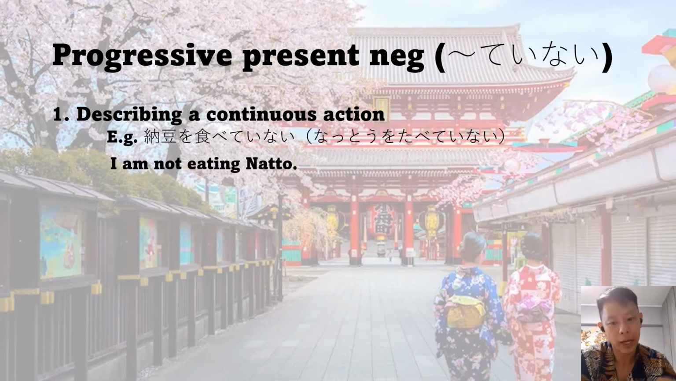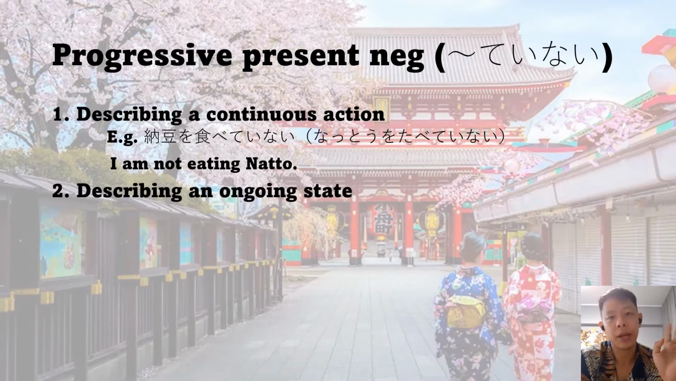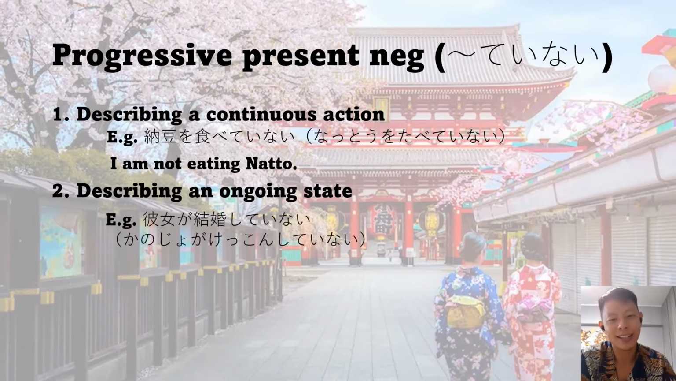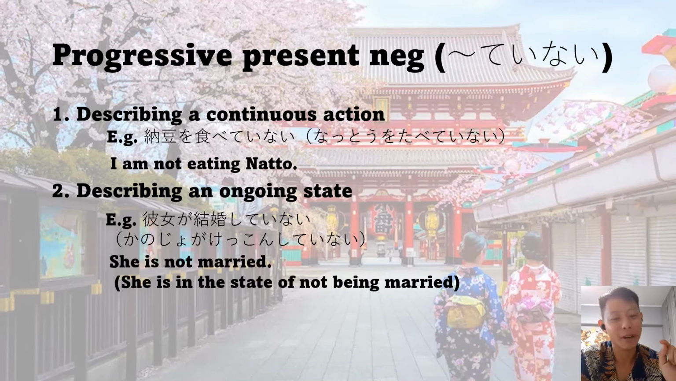The second way you can use this tense is when you're describing an ongoing state that is not happening. So like 彼女が結婚していない, that means she is not married. It's literally translated to she's not in a state of being married. There is another way you can actually use the progressive present tense with this example over here.